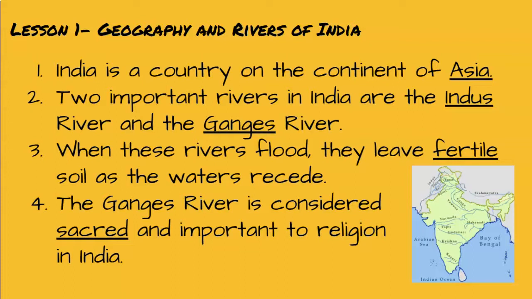When these rivers flood, they leave fertile soil as the waters recede. Fertile soil. And we're going to do some work with fertile. And finally, the Ganges River is considered sacred and important to religion in India. Sacred means sort of set apart, and it is part of the belief system of one of the religions in India.